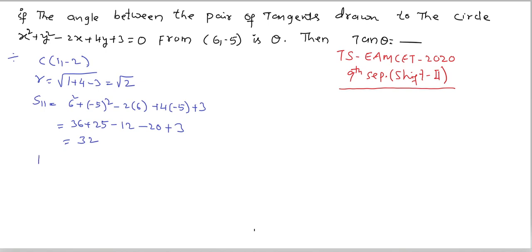So the formula is tan theta by 2 is equal to r by root S11. If theta is the angle between the tangents, then tan theta by 2 is r by root S11.